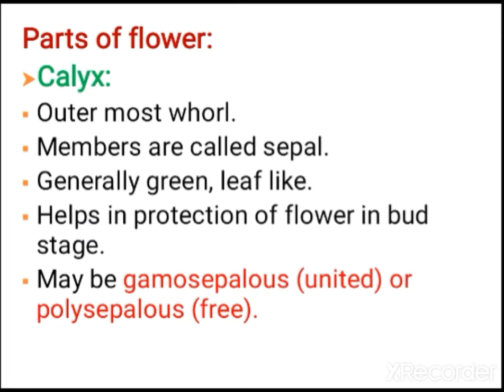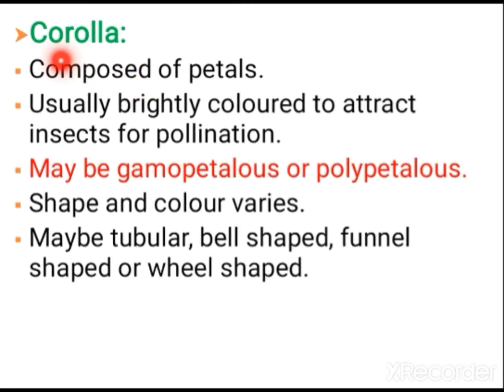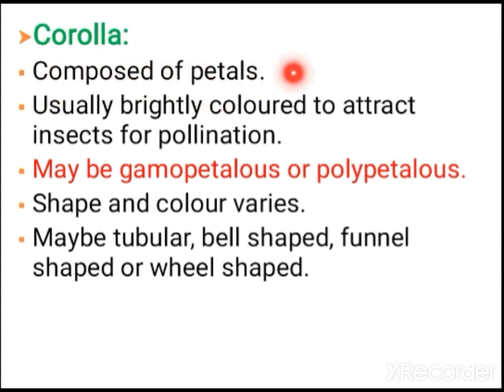When the sepals are united, you call that gamosepalous, and when they are free, not united, you call that polysepalous. In the same way in the case of petals, united petals are called gamopetalous, and free petals are called polypetalous. The corolla consists of petals. It is bright colored and attracts insects for pollination. Mainly the purpose of the corolla is to attract insects for pollination.